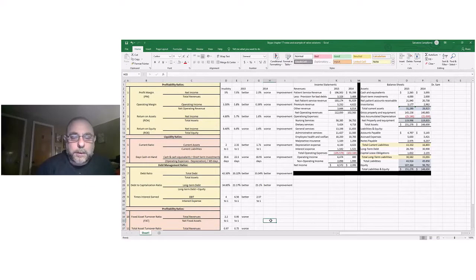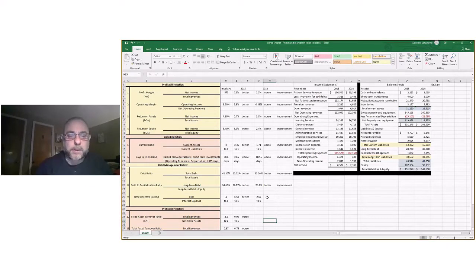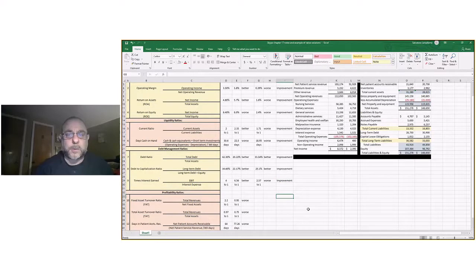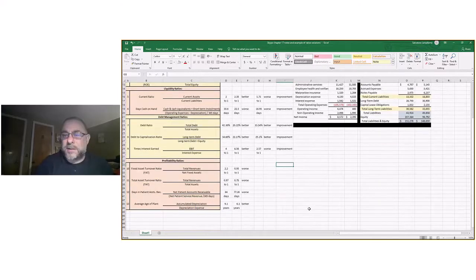So you can see we were worse in 2014. We could only cover our interest about 2.5 times. By 2015, we could cover it 6.5 to 1. And then the industry 4 to 1. So we were worse than the industry, but as we've seen in every situation so far, we've seen improvement from 2014 to 2015. So this is what I'm going to be asking you to do. If you have a test question, I might ask you, is it better or worse? Is there improvement, that sort of thing.